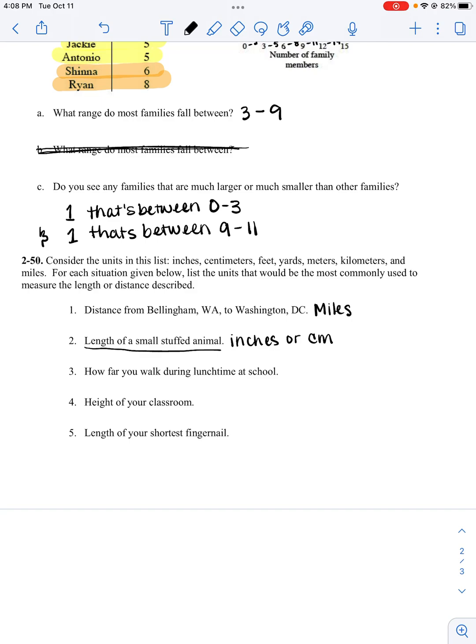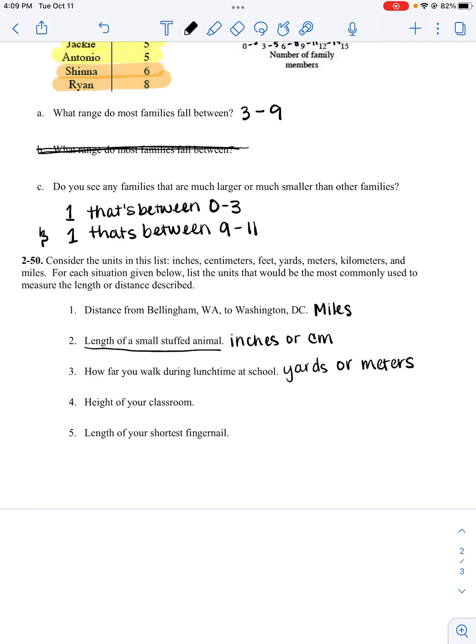How far you walk during lunchtime at school? Well, I could probably list feet, but that's a little small. You probably walk a lot more than that. So yards or meters would be a good option.